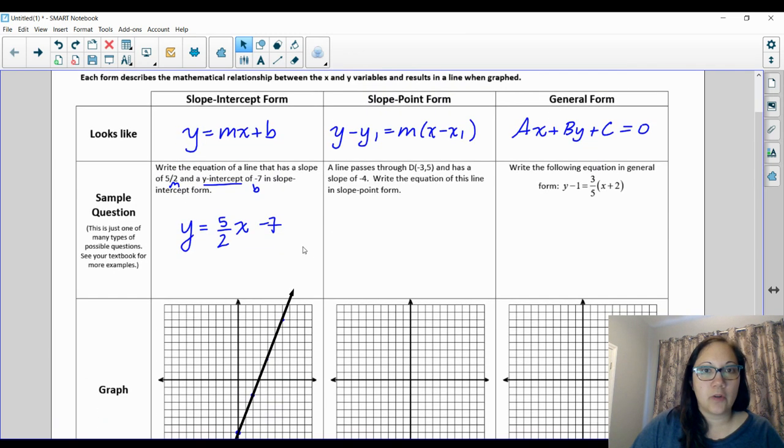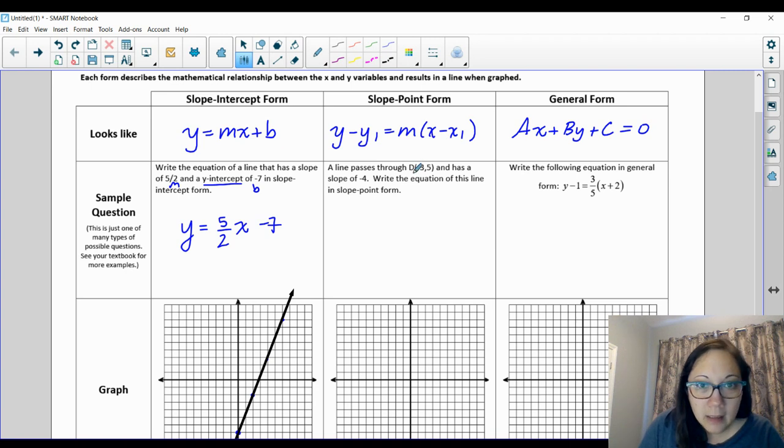All right, going to slope-point form. Slope-point form tells us about a point that the line passes through as well as what the slope is. This point D would be telling us our x1 and y1 values. And the slope, which is the m value, is going to be -4. So I'm going to take my original form here and substitute in. So y minus +5 is just y minus 5.